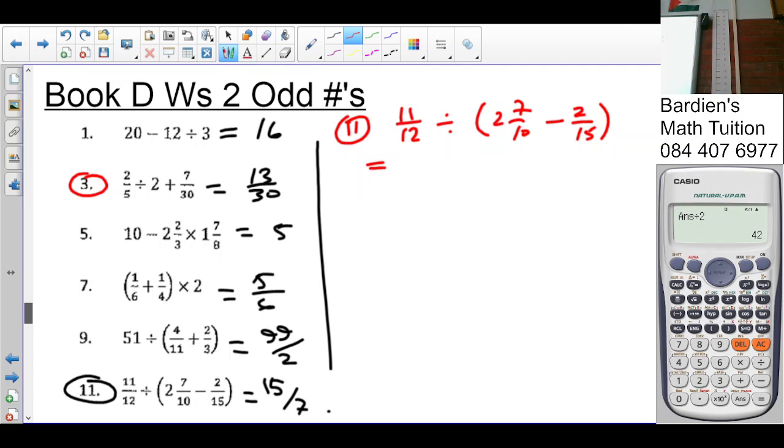Okay, so 11 over 12 divided by brackets 27 over 10 minus 2 over 14. Nice. Carry on.